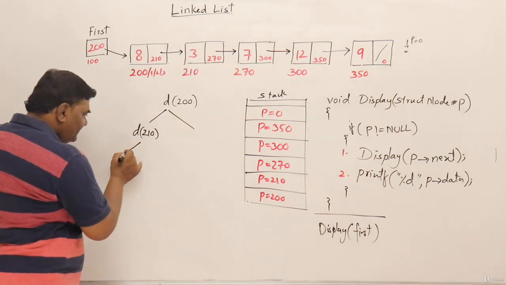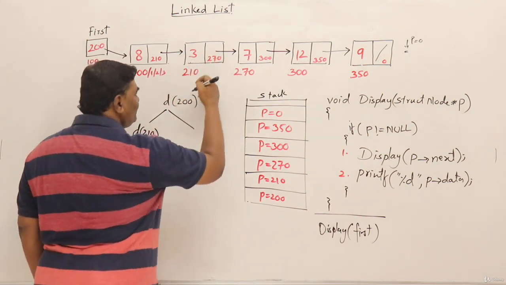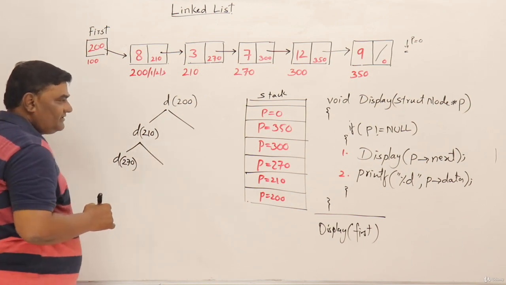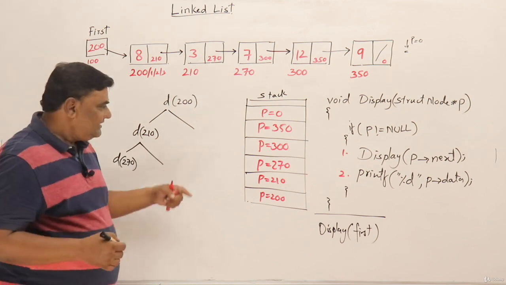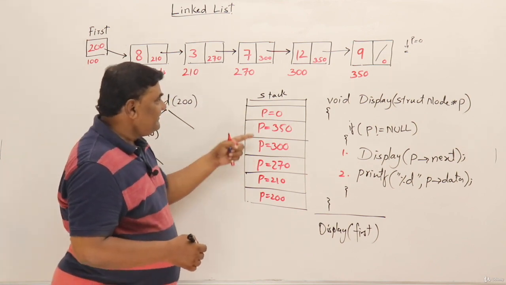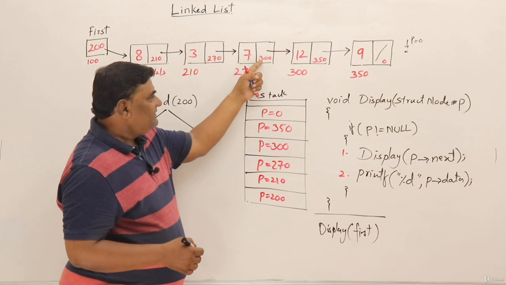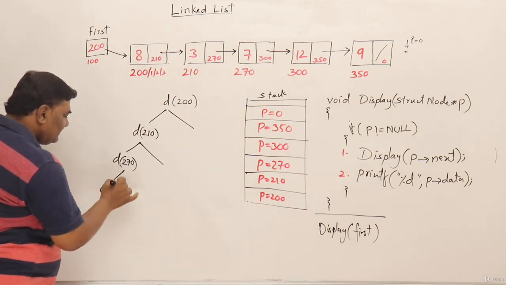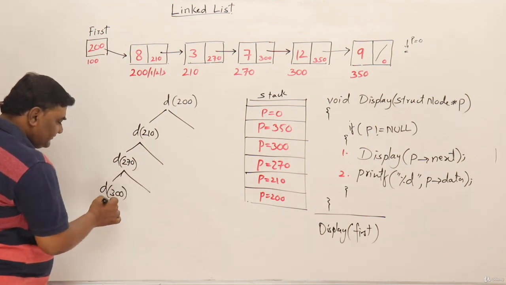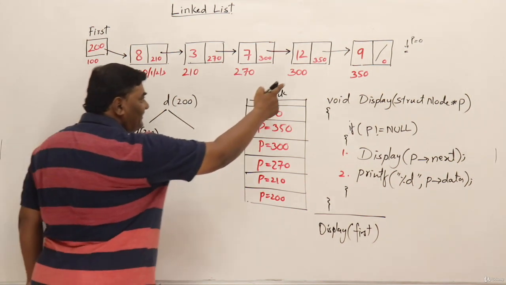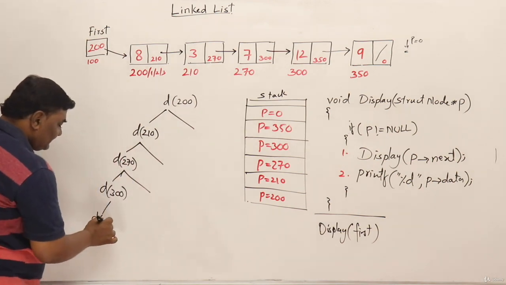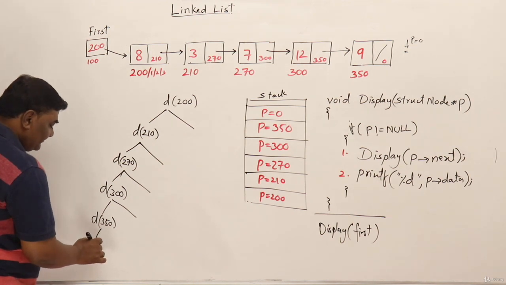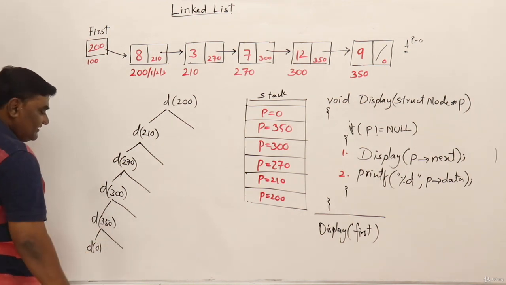So again this will make a call upon next node, 270, and print afterwards. So likewise it will continue. It will call for 270 when it is called, then it will call again for 300. So again a new call for 300 and printing will be done afterwards. So for 300 it will call upon next node, that is 350, and printing will be done afterwards. Again it will call upon next node, that is null, and printing will be done afterwards.